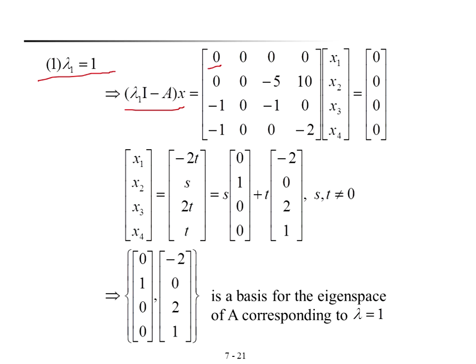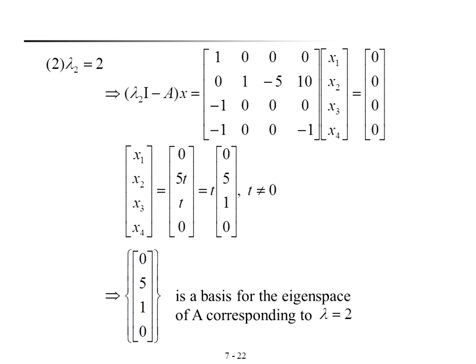We have four variables x1, x2, x3, x4. So we take s and t, and when you solve this, we get minus 2t, s, and 2t, t. So this is an eigenvector. If you take s common outside, you will get this, and t common outside, you will get this. S and t are non-zero. This is a basis for the eigenspace of A corresponding to lambda is equal to 1. Similarly, find the eigenvector corresponding to lambda2.